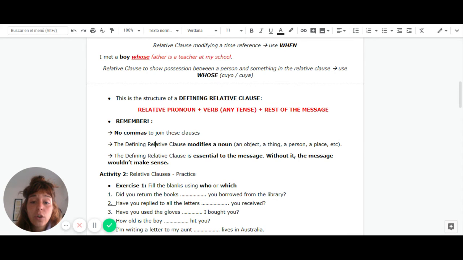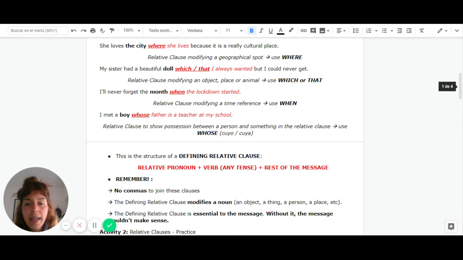The defining relative clause modifies a noun, an object, a thing, a person, a place, a time reference. And the defining relative clause is essential to the message. Without it, the message wouldn't make sense. Entonces, miren esto. Voy a volver a este ejemplo. ¿Qué pasaría si yo solo digo I met a boy? El mensaje cambió. Entonces, es esencial para mí poner la relative clause porque si no, el mensaje está incompleto.